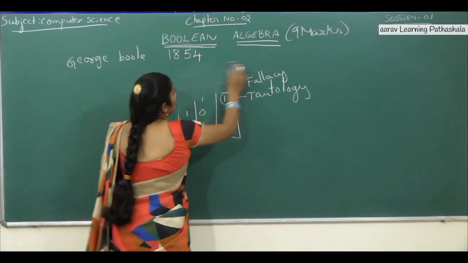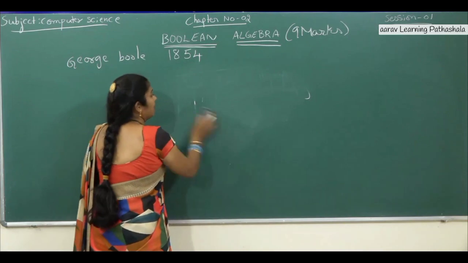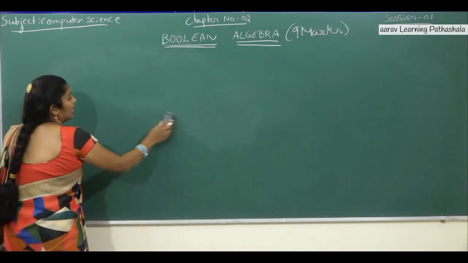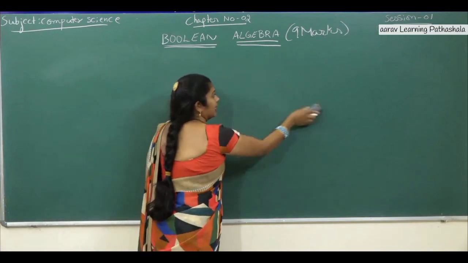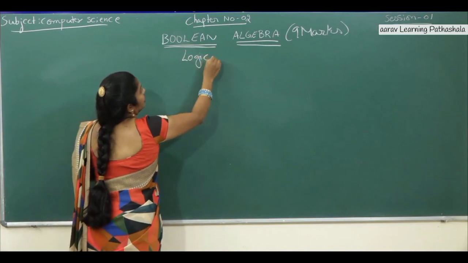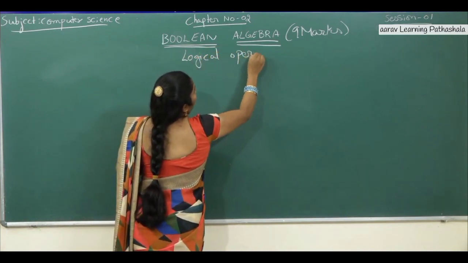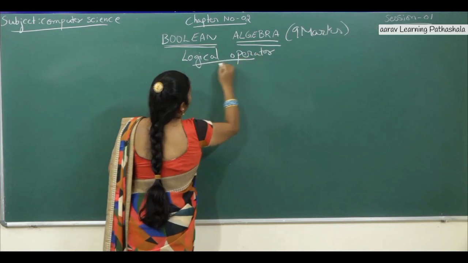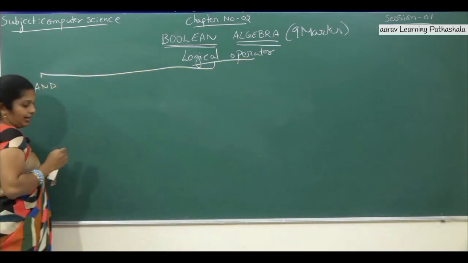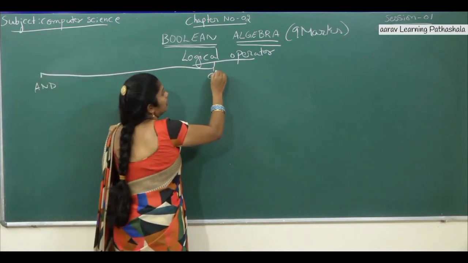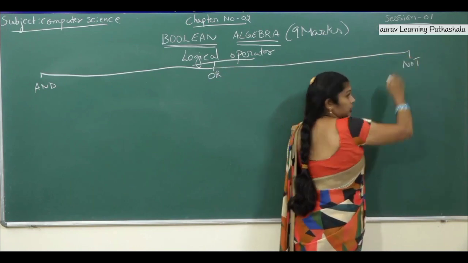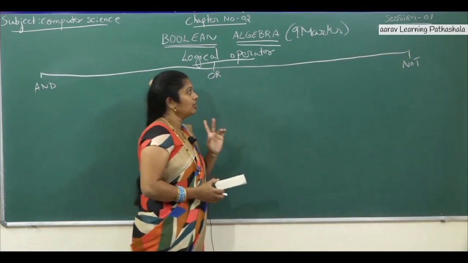Now I am going to explain which logical operators we have and how to write the Venn diagram as well as the truth table. When you come to logical operators, there are 3 types. The first one is AND, the second one is OR, and the third one is NOT.